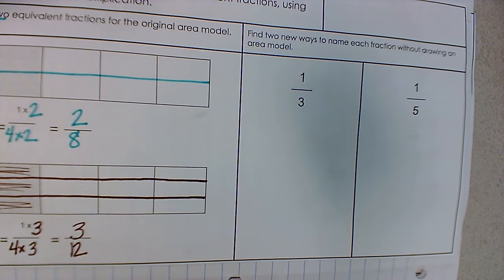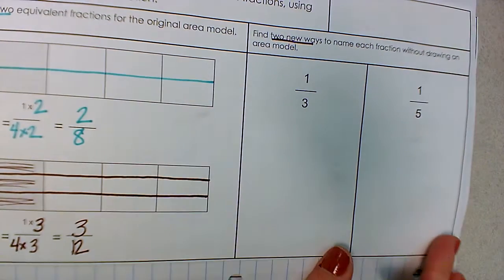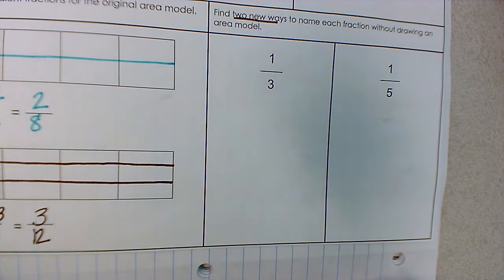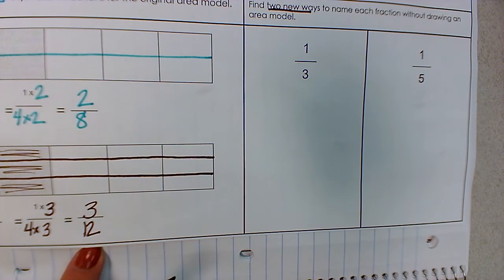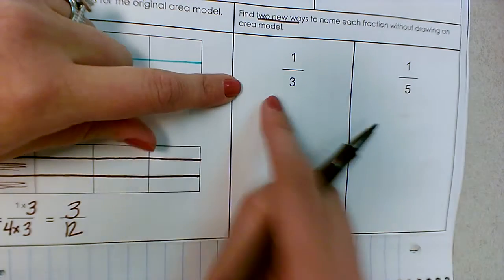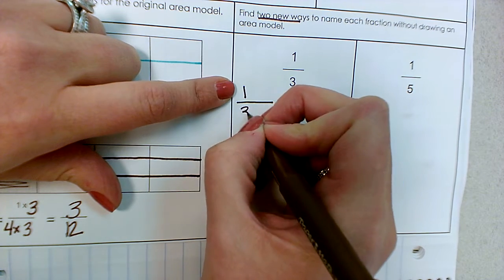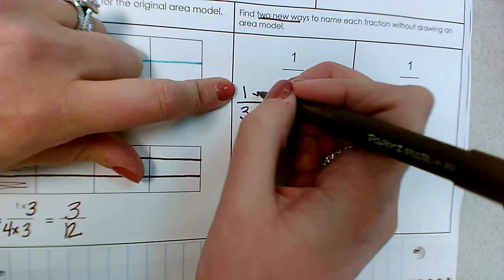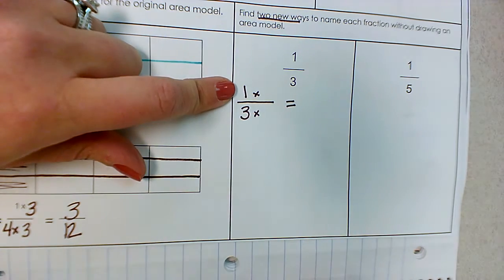Excellent job. Now this time we're going to find 2 more ways to name each fraction, and this says without drawing our area model first. So that means I'm really going to focus on this step of multiplication. So we're going to start with 1/3. So I'm going to rewrite my fraction. I'm going to make kind of a longer fraction bar because I know that now I'm going to be multiplying. And I know that whatever I multiply on the top, I have to multiply on the bottom.